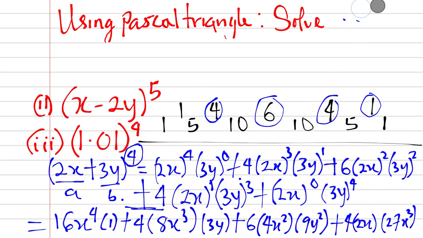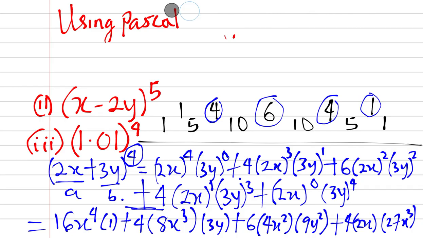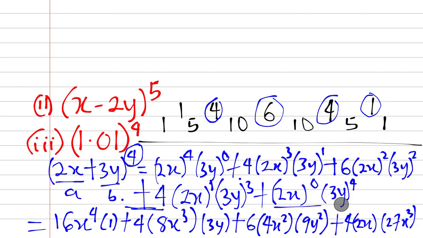Alright, so now you can see that we've been able to finish the expansions. From here, I'm not done with this one. So that will be plus 2x raised to power 0, which is 1. Are you seeing that now? 2x raised to power 0 is 1. So we have 3y all raised to power 4.